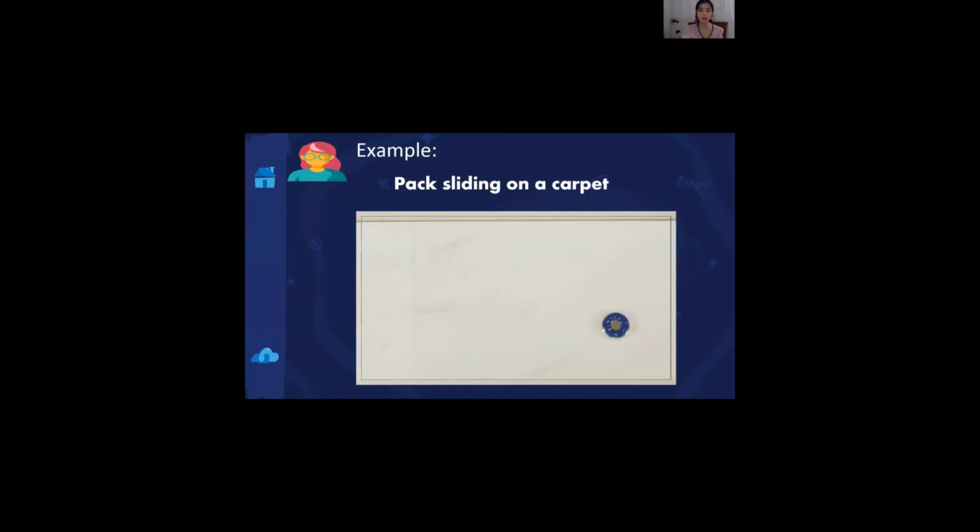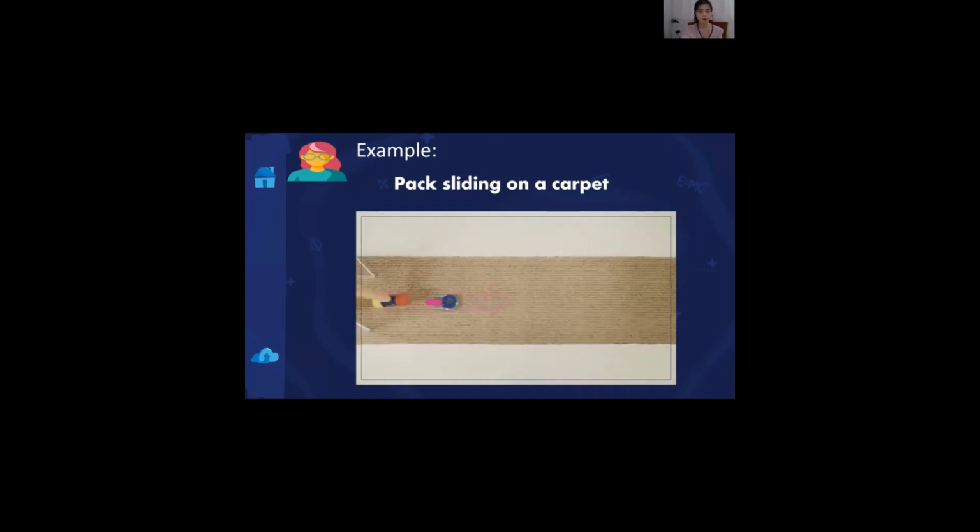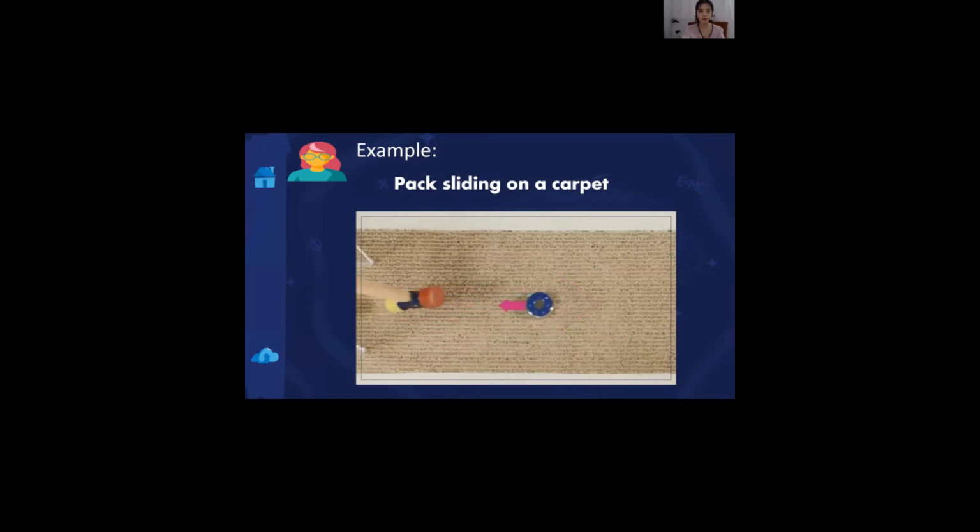Of course, you know what is a carpet. What happens when the puck travels over carpet? We can see that the puck moves a little, but not as far as the tile. That's because the carpet exerts a stronger force of friction on the puck than the tile. This causes a larger velocity change, so the puck stops sooner.